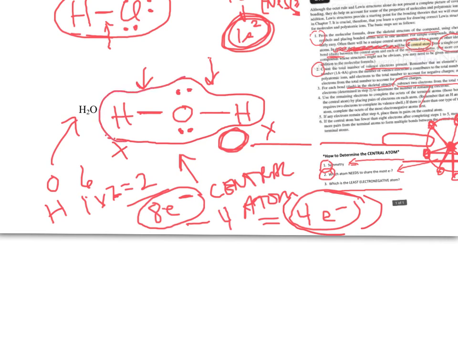Hydrogen, it's not really an octet, it's just the 2 electrons, so he's okay. The oxygen now has 8 valence electrons, because he has 4 electrons involved in bonds, and then he has 4 electrons involved in lone pairs. So that would be my complete Lewis structure for a water molecule.